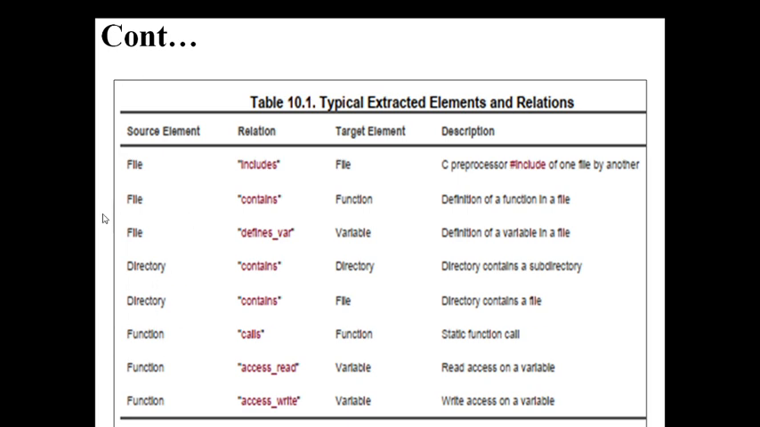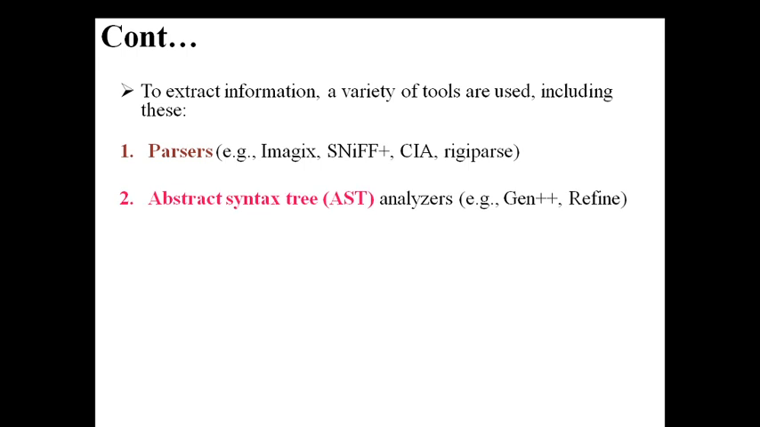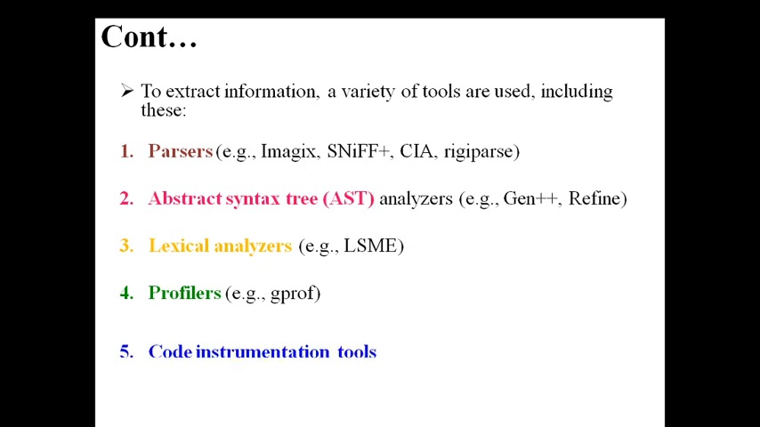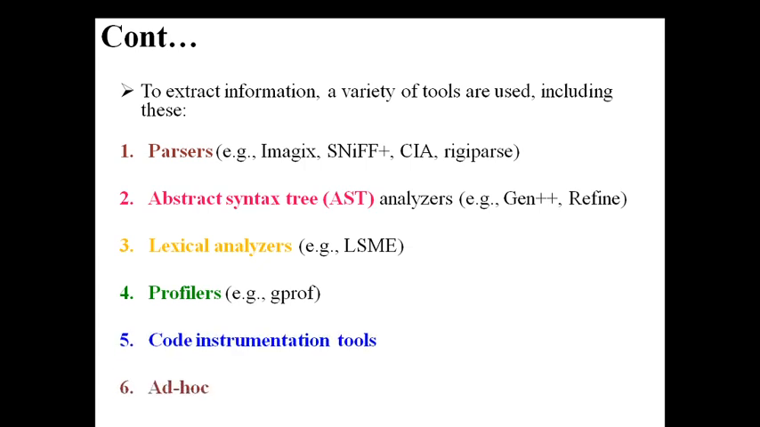So whenever there is no directory at all, we don't need to think about the directory concept and we can make a move to any other concept, right? Next, to extract information, a variety of tools are used, including this. In order to get knowledge of what has happened till now, we have to use some tools. Those tools can be parsers, abstract syntax trees, lexical analyzers, profilers, code instrumentation tools, and finally ad hoc tools.